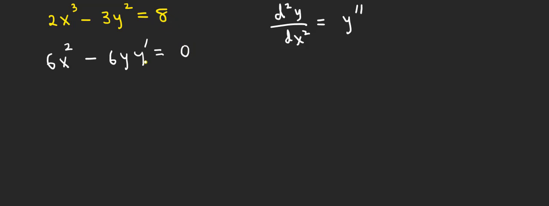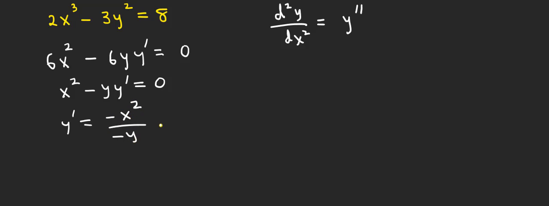So in order to solve for y prime, let's divide everything by 6. You get x squared minus y prime equals 0. Solve for y prime. You get negative x squared over negative y, which is x squared over y. So here's your y prime.